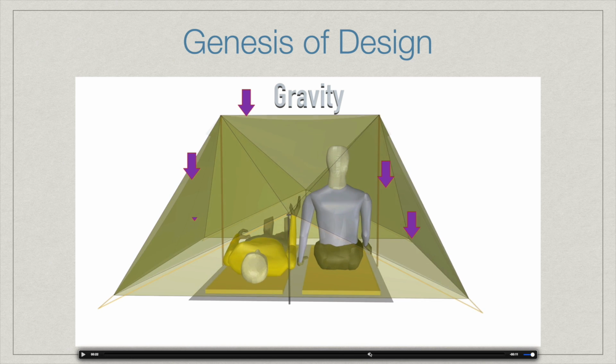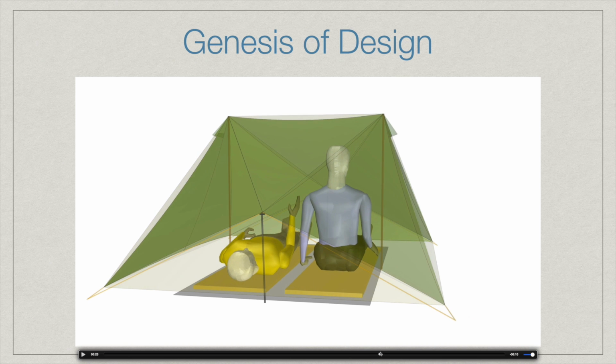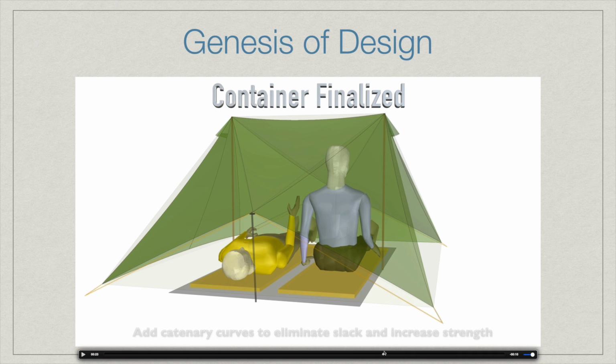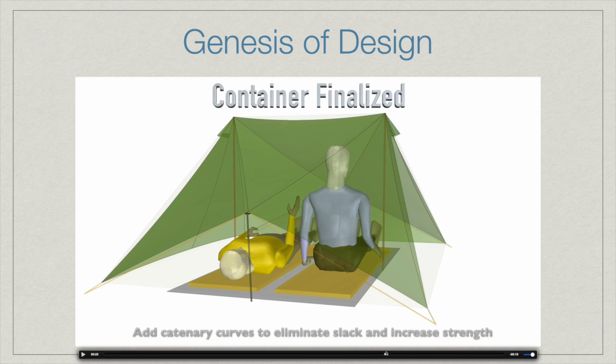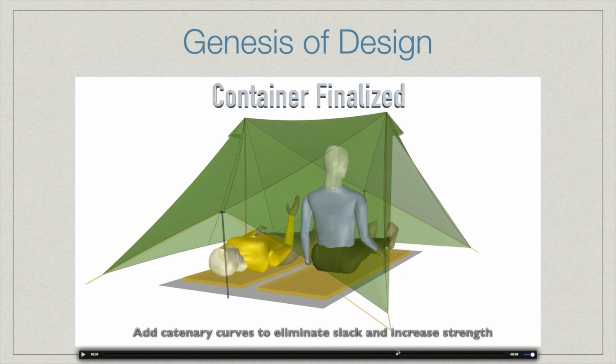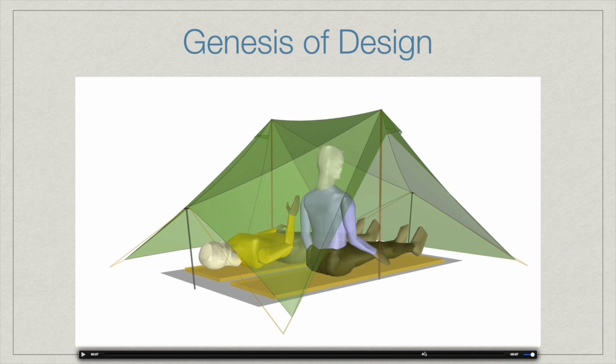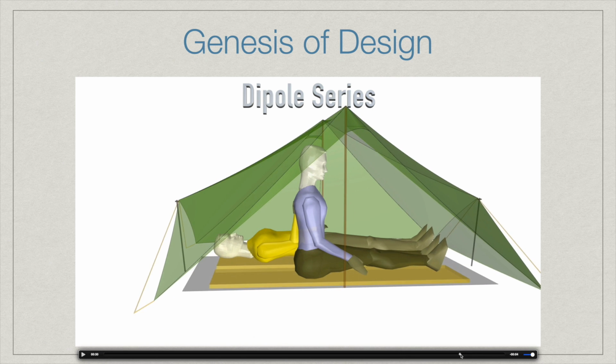So by curving the structure, all these seams curved makes it dramatically stronger, and it takes care of the sag that will always happen because of gravity. And so now I think I'm pretty happy with it, and this structure actually became what we now call the dipole.